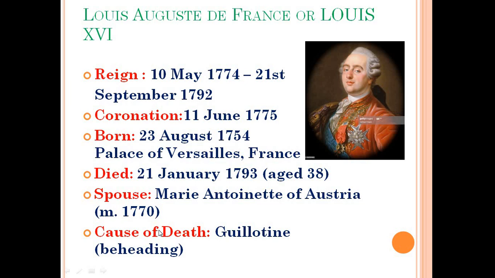In 1774, Louis XVI, a 20-year-old young man from the Bourbon dynasty, ascended to the throne of France. He died by the guillotine. The guillotine is a machine, one of the results of the French Revolution, which was used for beheading people. Louis XVI died on the guillotine machine. Okay, let's move to the next part.